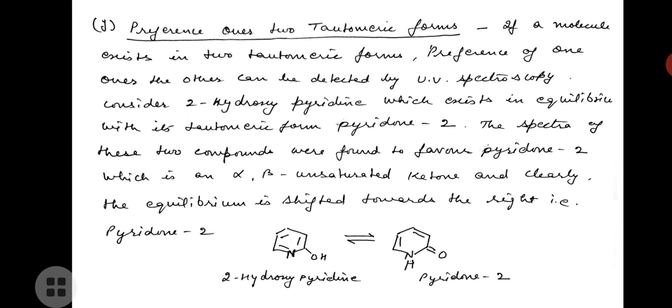So the spectra of these two compounds were found to favor pyridone 2, which is an alpha beta unsaturated ketone, and clearly the equilibrium shifts towards the right, that is pyridone 2. So with the help of UV spectroscopy, if a molecule exists in two tautomeric forms, preference of one over the other can be detected.